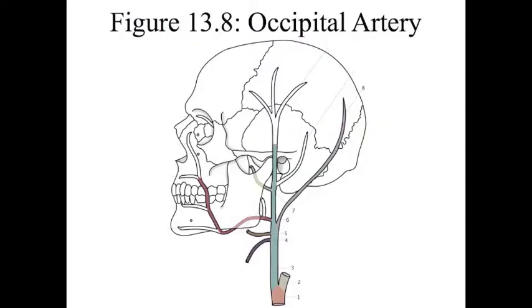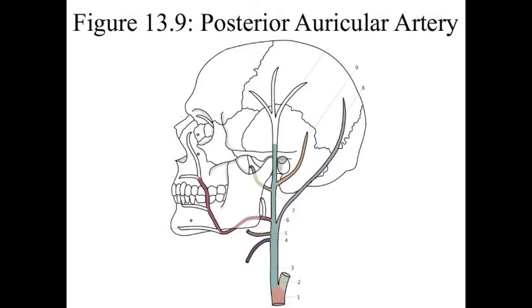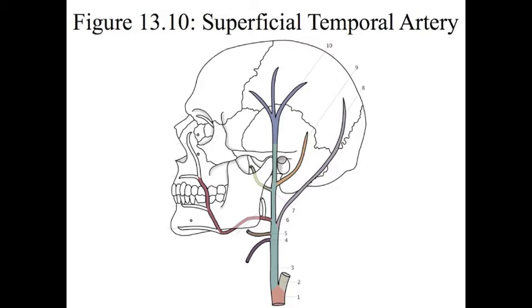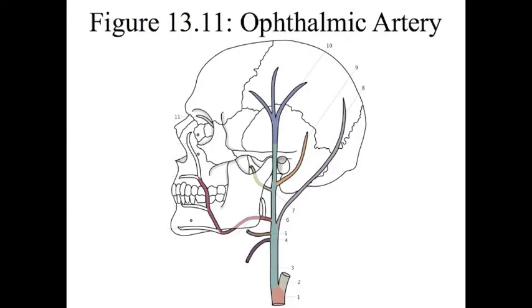Number 8 is the occipital artery. Number 9 is the posterior auricular artery. Number 10 is the superficial temporal artery. Number 11 is the ophthalmic artery. It is actually a branch of the internal carotid artery, and it exits the skull through, you remember, right? The optic canal. The next 5 arteries are the branches of the facial artery.